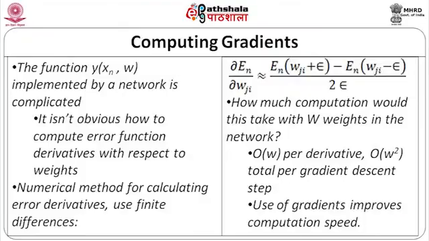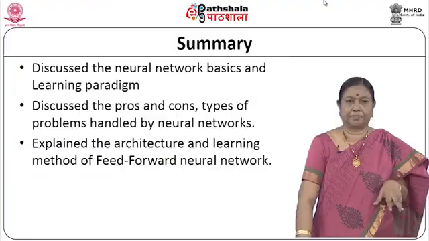So, computing the gradients: the function y of xn and w implemented by a network is complicated. So, it is not obvious how to compute the error function derivative with respect to the weights. Numerical methods for calculating the error derivatives use finite differences like we did here. How much computation would this take with W weights in the network? That is the problem, because the number of weights you have to calculate is quite large. It will be of the order of W per derivative, or the order of W squared total per gradient descent step. Use of the gradient improves computation speed.